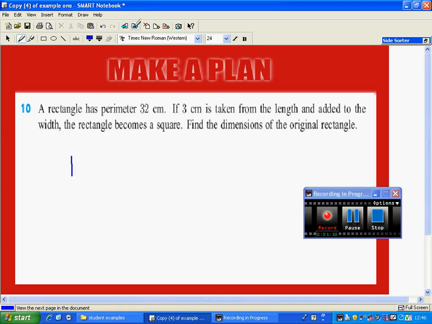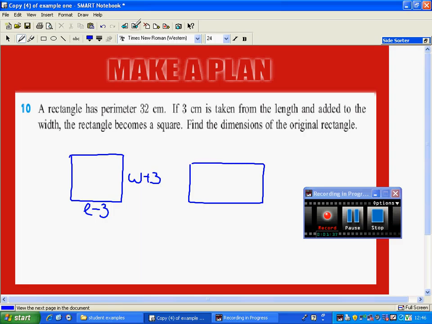Okay, make a plan. In order to make a plan, we drew the two shapes again, and we labeled their sides, knowing that the square sides would be W, which stands for width, and L, which stands for length, W plus 3 and length minus 3. And in the rectangle, we only labeled W and L.